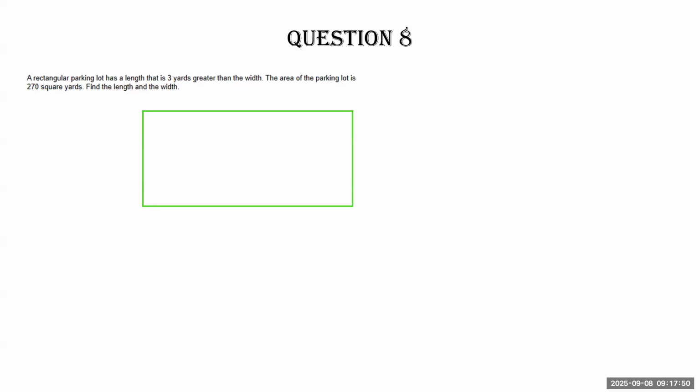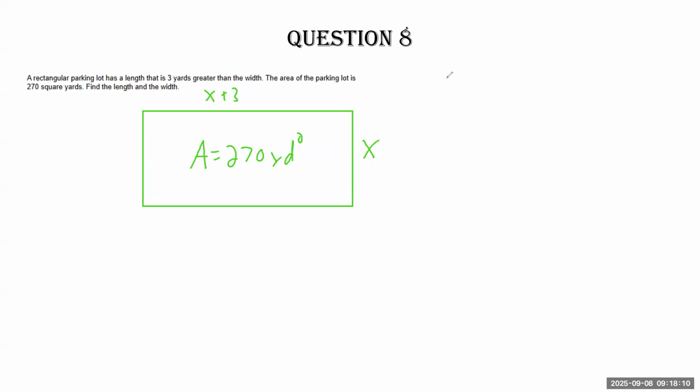And we know that the length is 3 yards greater than the width. The width, let's just call that x. The length then would be x plus 3. So the length is 3 yards longer than the width. The area is 270 yards squared.